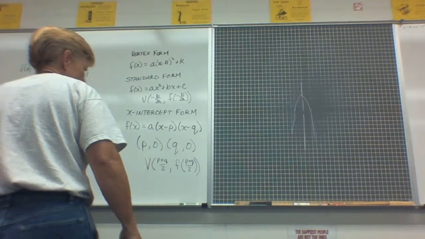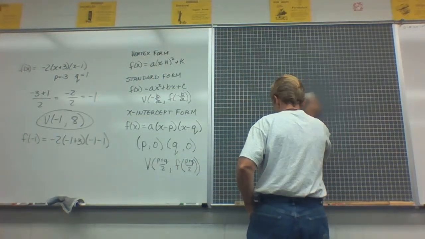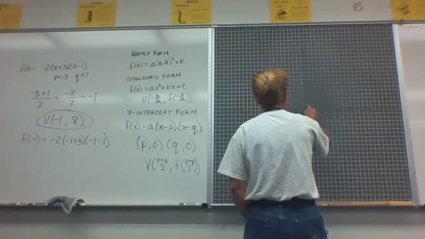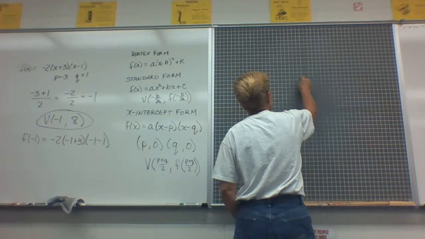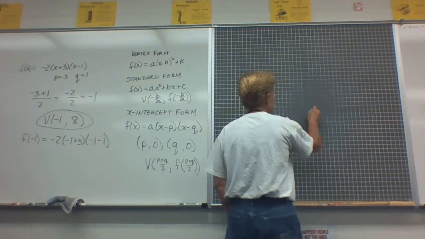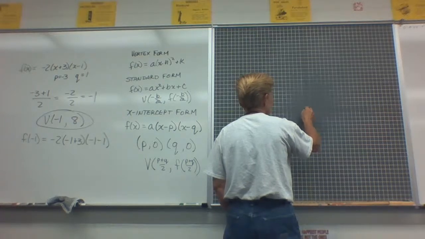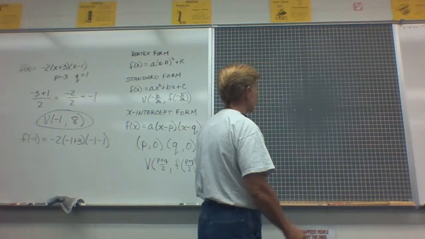So we come over here to the graph, and we use that information that we have now. We know where to start. We're going to start at -1, 8. The graph also hits at 1 and at -3. And by the way, when it's in vertex form, they want you to label all that junk.